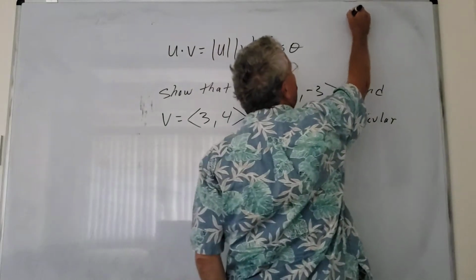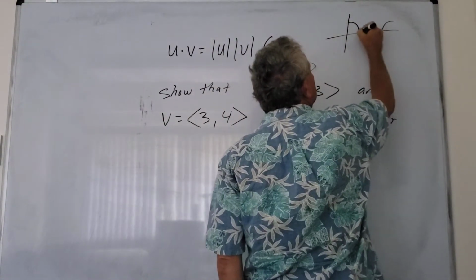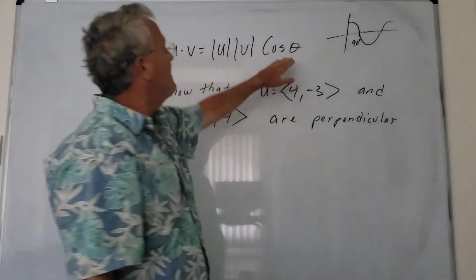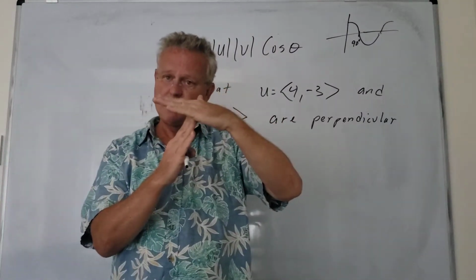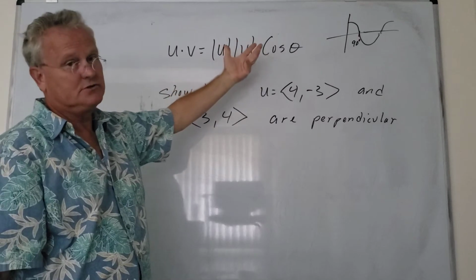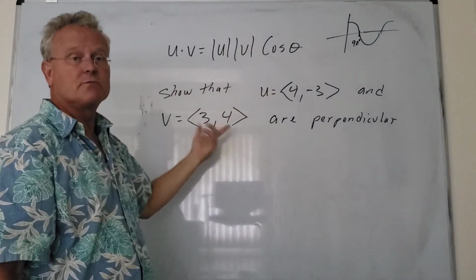Now remember the graph of cosine. This right here is 90 degrees. So if the angle between two vectors is 90 degrees, in other words, if they're perpendicular, the dot of two vectors is going to equal 0. So let's show that these two vectors are perpendicular.